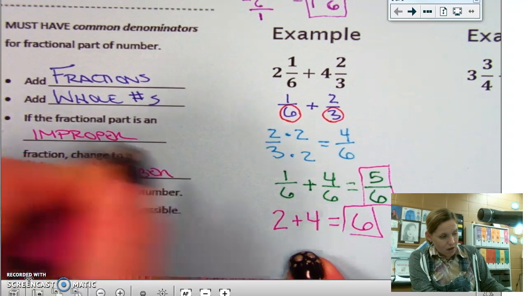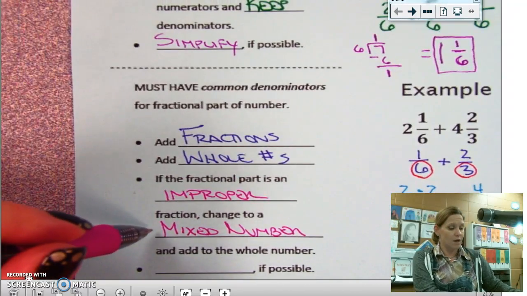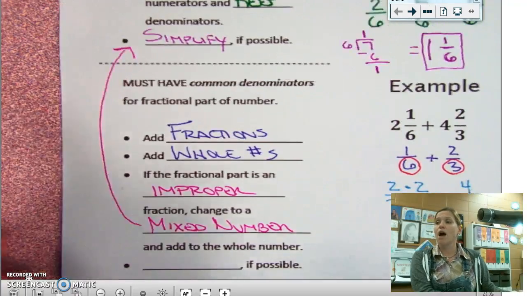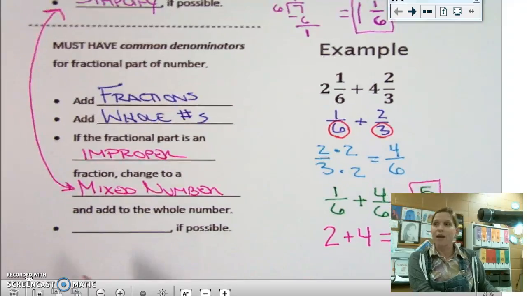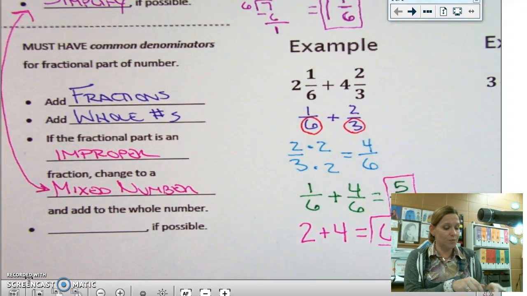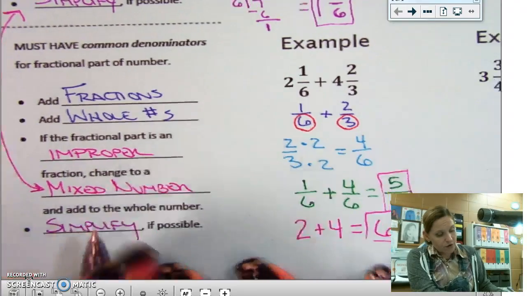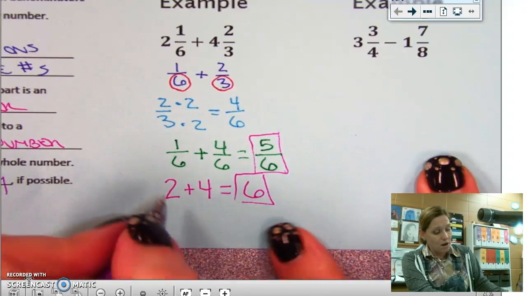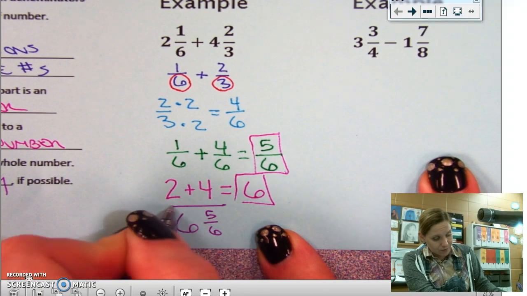So this step could also apply to up above. If you want to draw an arrow, feel free to do that up there. It's good to know that that applies to both. Okay, and then finally the last step was simplify if possible. And by looking at it, the fraction looks good. We don't have to reduce it. Our whole number is good. So our final answer is 6 and 5/6.